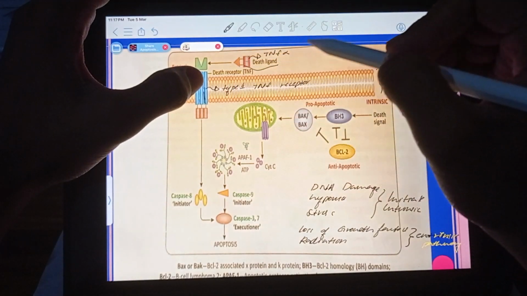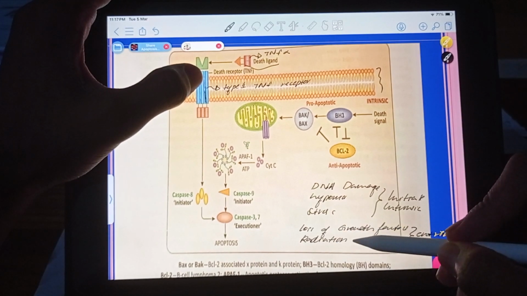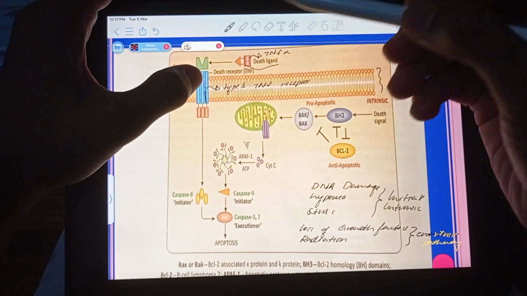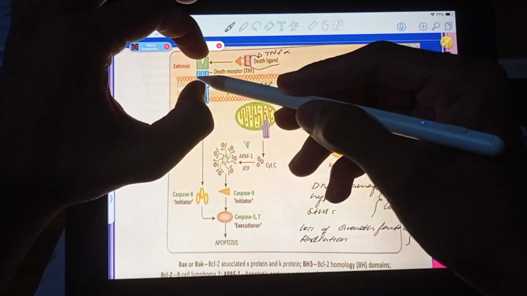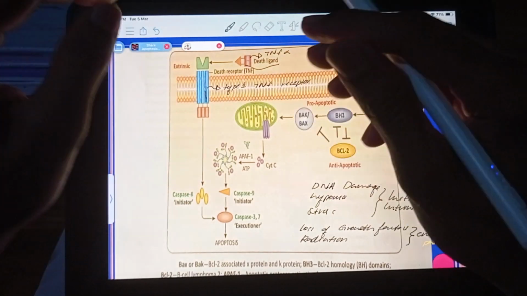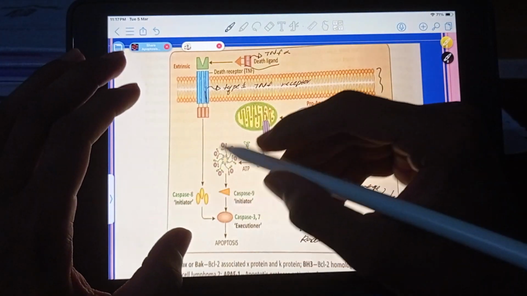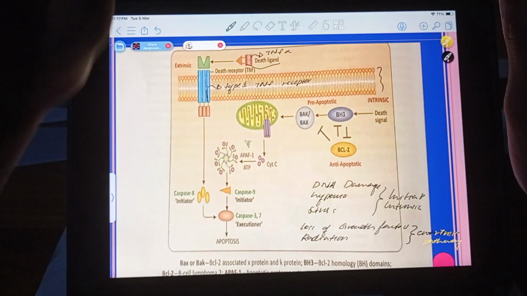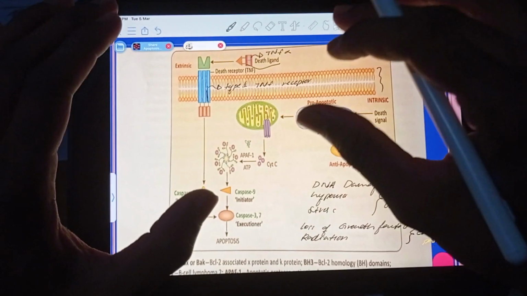So if there are any extrinsic factors such as loss of growth factors or radiation, that ligand will get activated and bind to the receptor, and after binding the receptor, other processes take place. What are the other processes? The processes which initiate the apoptosis are the caspase processes.